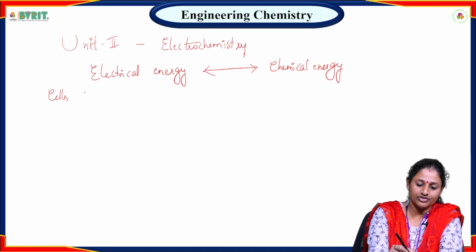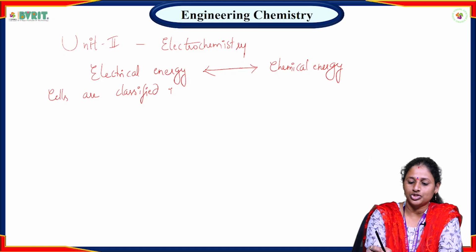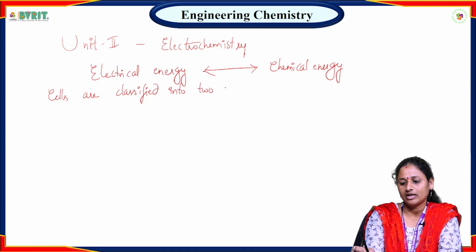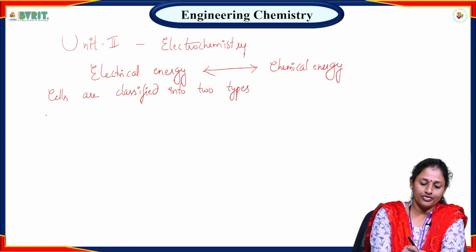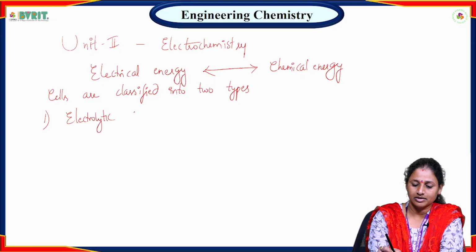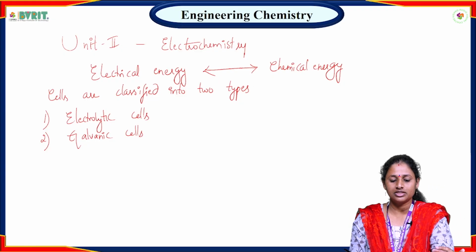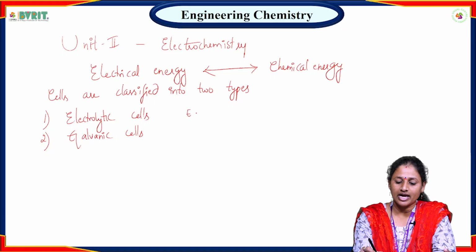So cells are classified into two types. First one, electrolytic cells. Second, galvanic cells. So in the case of the first, electrolytic cell, there is a conversion from electrical energy into chemical energy.